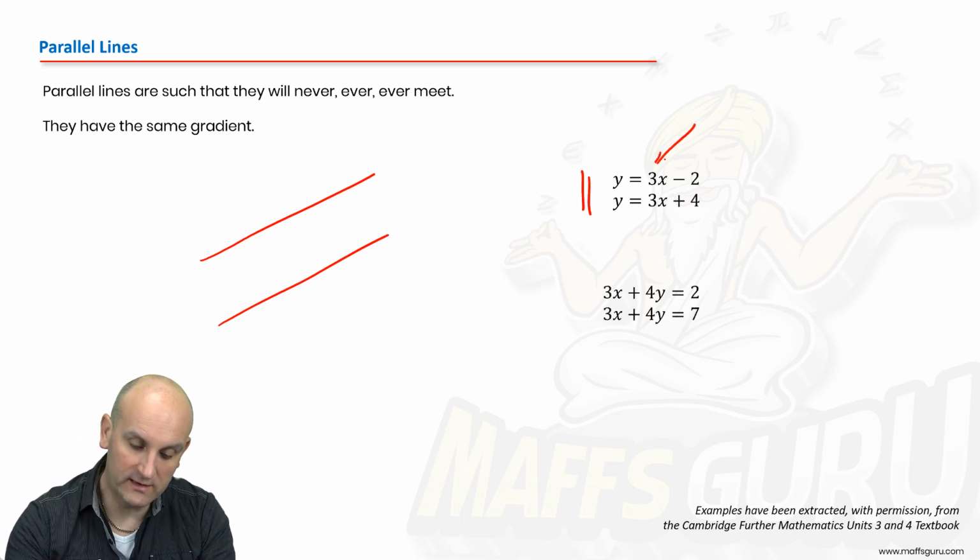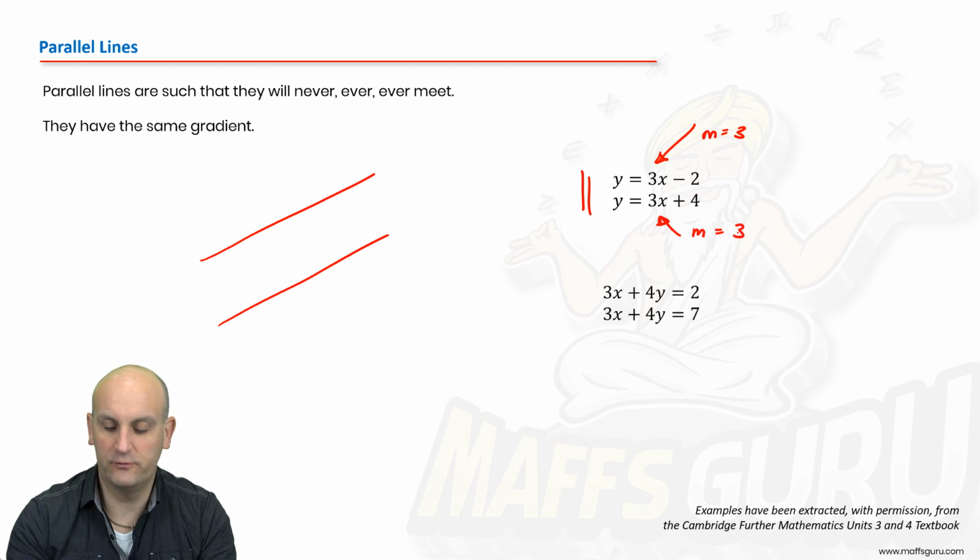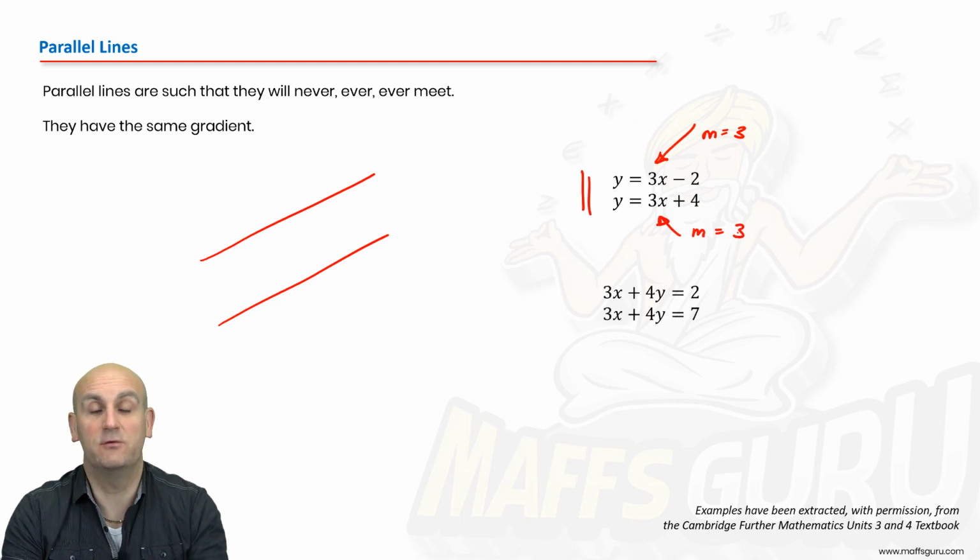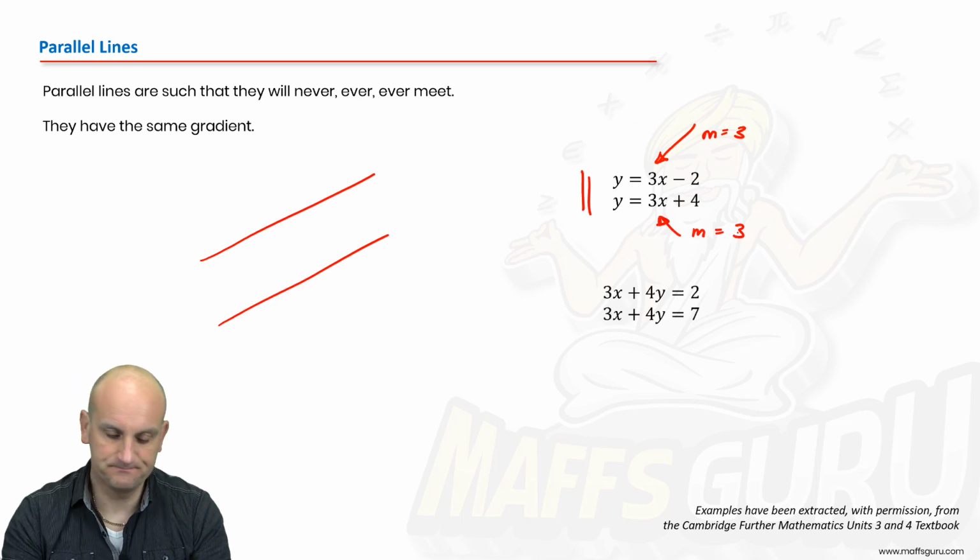Because what do we notice here? We know the value of m, or the gradient, is 3 there. What do we know about the value of m there? It's also 3. And if they have the same gradient, they are parallel. Tick, they will never meet. When things are in this format, life not so easy to look at.